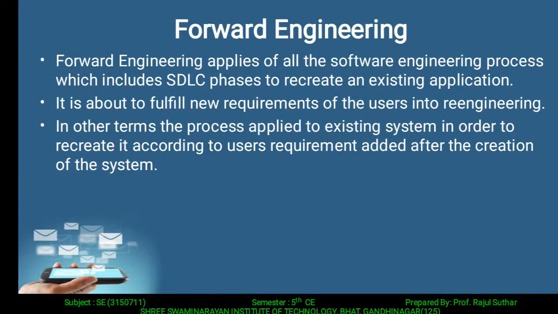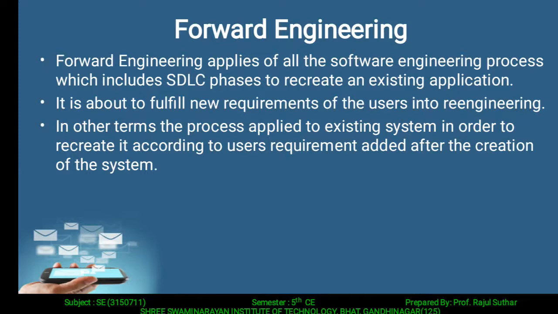Then what do you mean by forward engineering? Forward engineering is nothing but the engineering process applied through all the software engineering process, which includes the software development life cycle phases, to recreate an existing application. It is about fulfilling the new requirements of the user in re-engineering. So why do we require forward engineering? What is the difference between the software development life cycle, simple phases, and forward engineering?